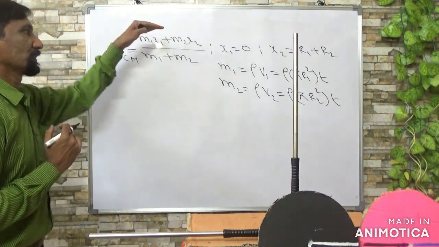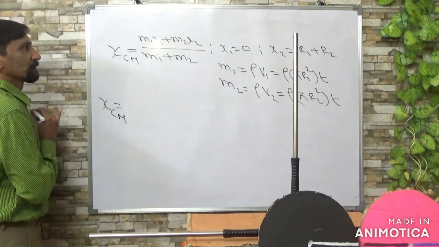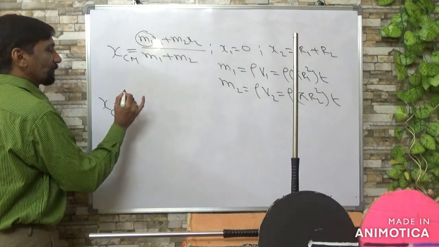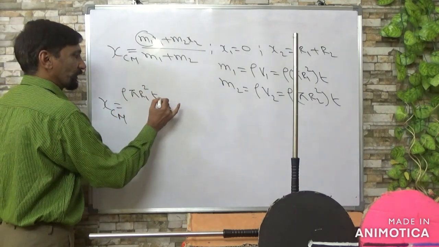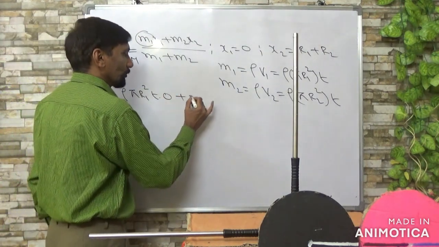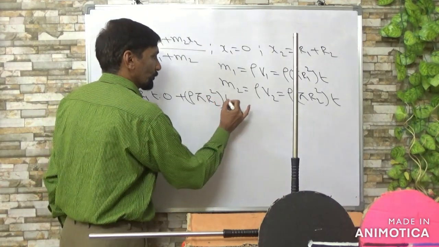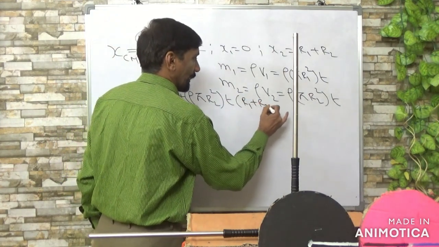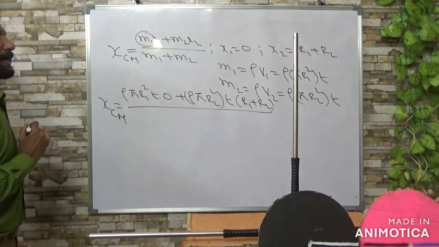Now substitute all this in this formula. Now the center of mass will become m1, right? m1 can be taken as rho pi r1 square into t at the origin now, plus the second one, rho pi r2 square into thickness t into r1 plus r2, divided by the total mass.